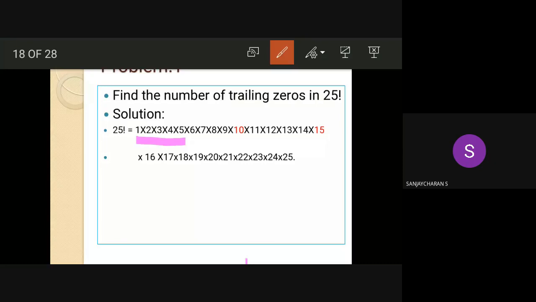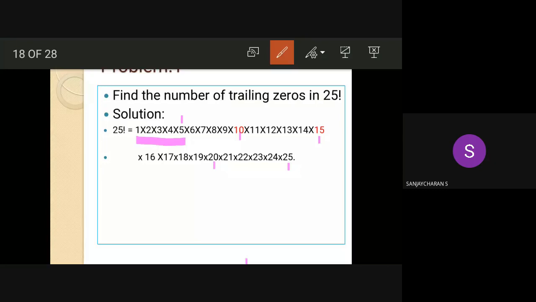Okay, if you search for the number 5, where do we get it? Here I will get 5, after that here I will get 5, after that here I will get 5, and after that here I will get 5. So definitely I will get 5 fives.